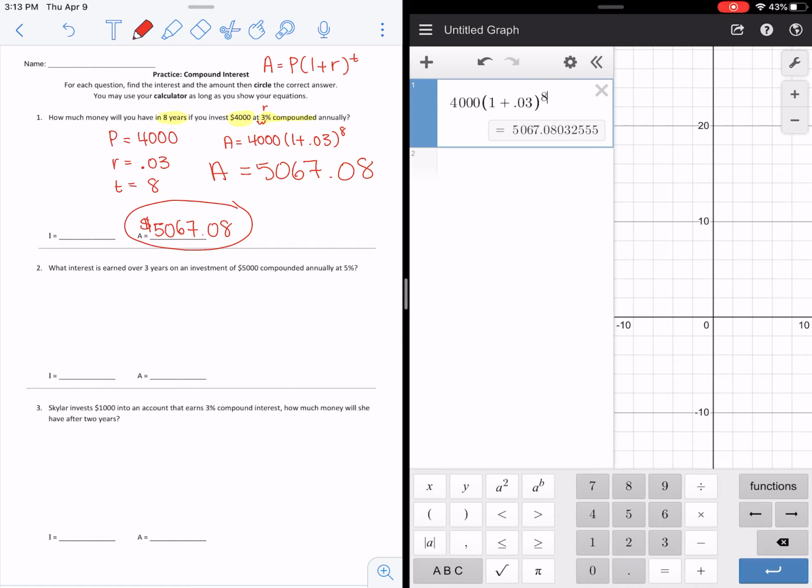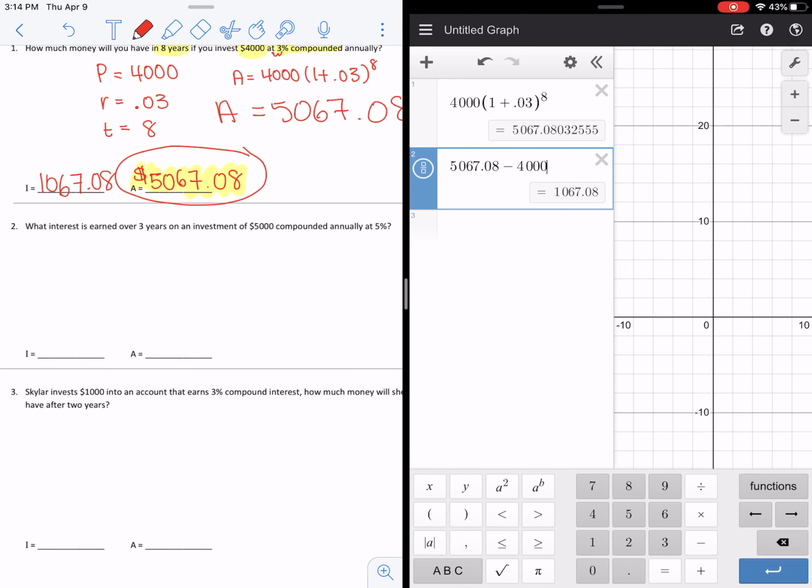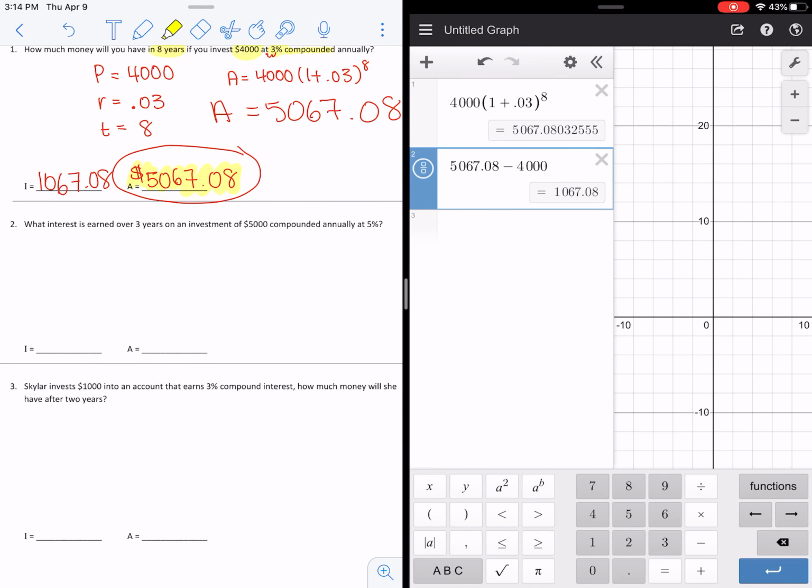that from the principal to calculate the interest. So if you do that real quick, it would be the $5,067.08 minus the principal, which is $4,000, and that would go over here, 1,067.08. But we know for a fact that our final answer is going to be the $5,067.08. Number 2, what interest is earned over 3 years on an investment of $5,000 compounded annually at 5%?